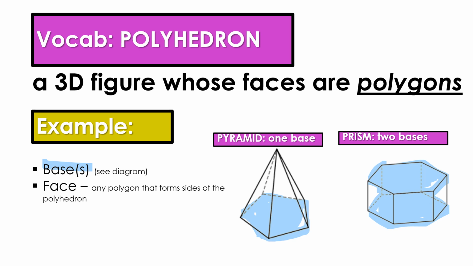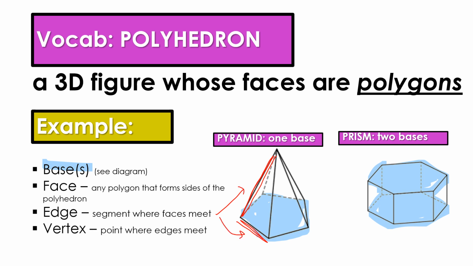A face, our next word, is any polygon that forms a side of the polyhedron. So a face could be the triangle in this pyramid, a face could be the pentagon at the bottom here, right? On the prism, it could be these rectangles that go around the sides, or it could include the hexagon. So a face is just any of the polygons, right, that make up these two polyhedrons. An edge is the segment where the faces meet. So if I was just to kind of outline over here, maybe like this right here is an edge, right? Or even this guy down here is an edge, okay? So those are our edges, and then a vertex is the point where the edges meet.